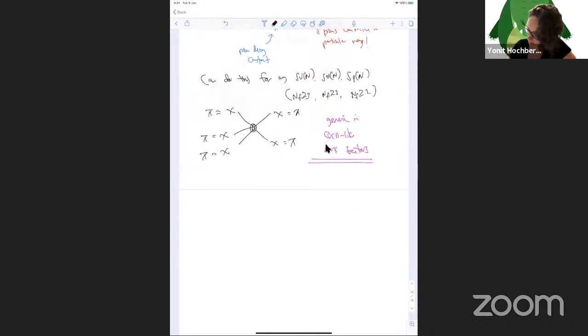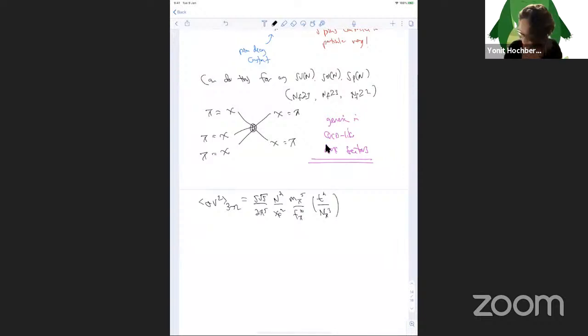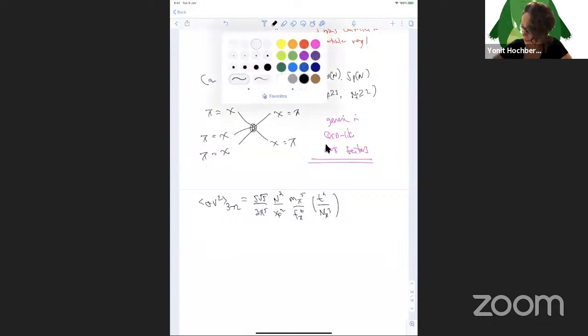Okay, so when you do this, what you find is, let me write it down here. You find that this thermally averaged 3-to-2 cross-section has some numbers. There's 5√5 over 2π^5. Then there's N^2, the number of colors, over x_freeze-out^2, m_π^5 over f_π^10. And then there's some additional numerical combinatorial factor, I'll call it some t^2 over Nπ^3. Okay. The details here are less important.